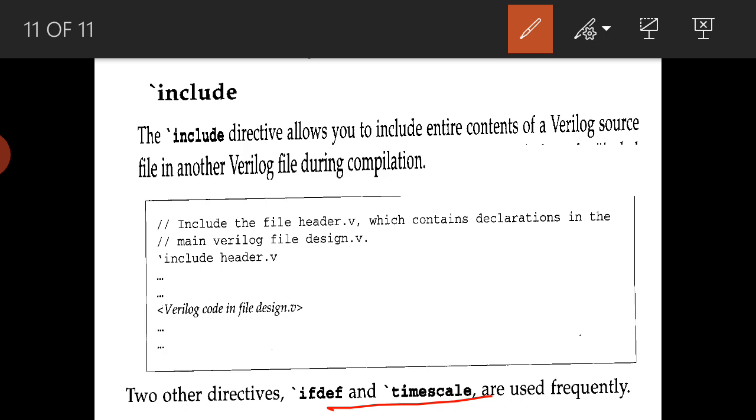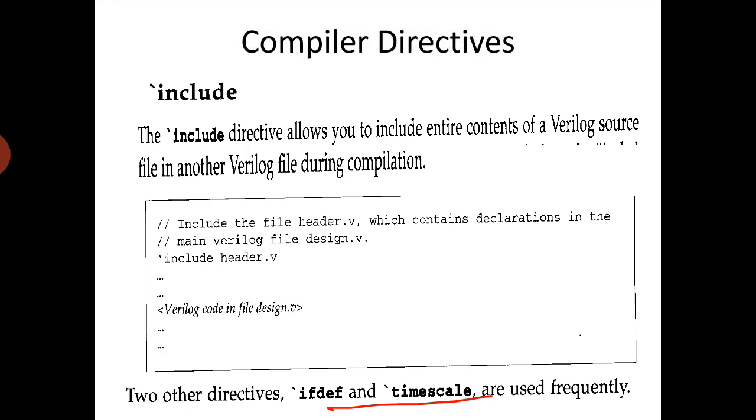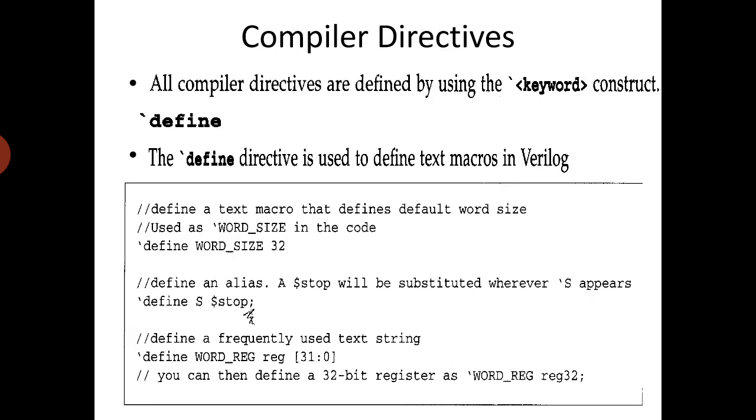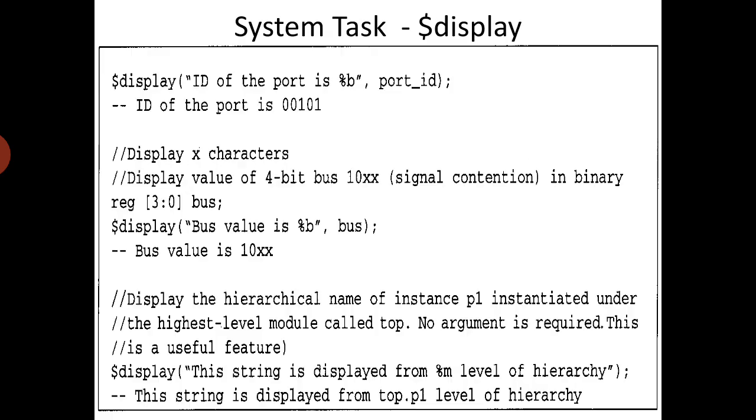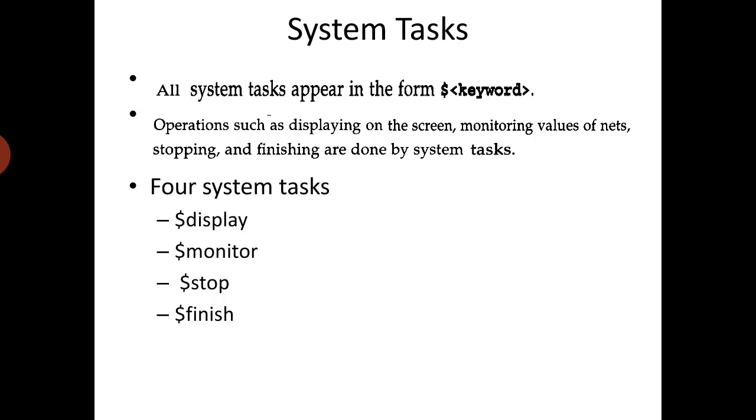So these are what we call compiler directives, mainly `define and these four. The system tasks, as I told, are $display, $monitor, $stop, and $finish. Those are the system tasks. With coding, these will be used to help debug the code.